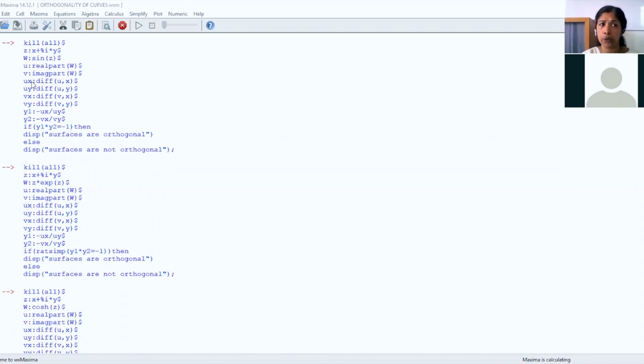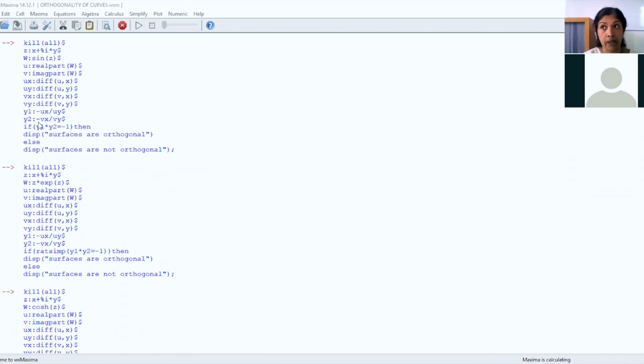The next thing we do is differentiate U with respect to X and differentiate U with respect to Y. So DIFF U with respect to X is stored in UX. Differentiation of U with respect to Y is stored in UY. Similarly, when you differentiate V with respect to X, it is stored in VX. And differentiation of V with respect to Y is stored in VY. Then what do we do?